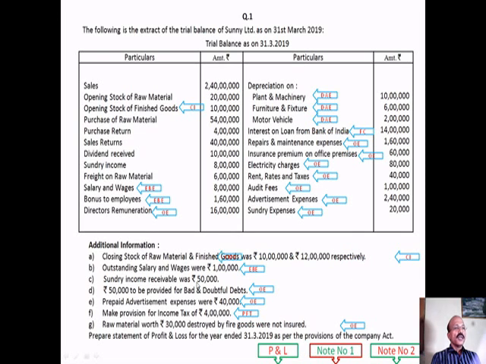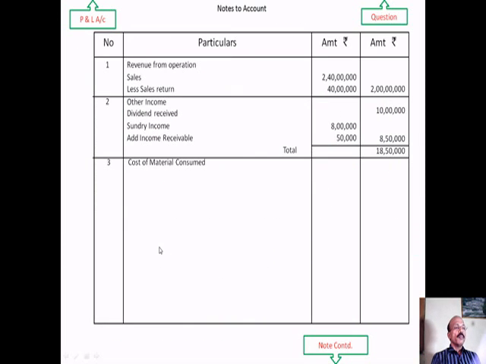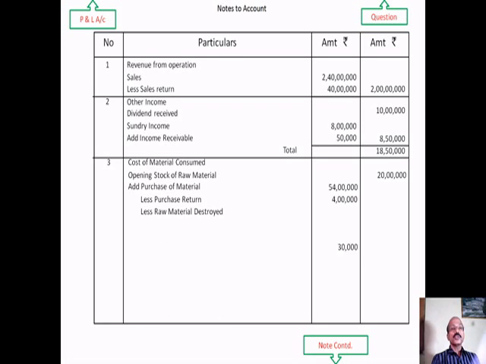And here the opening stock of raw material amount is 20,000. Then add purchase of material 54,000, 54 lakh. In the purchases, there is an adjustment as purchase return will be deducted, 4 lakh. Then there is one more adjustment of purchase raw material destroyed by fire, 30,000, which will be deducted from it. And there is freight which will be added in the purchases of rupees 60,000. So the net purchases after deducting two items and adding one item comes to 50,30,000.